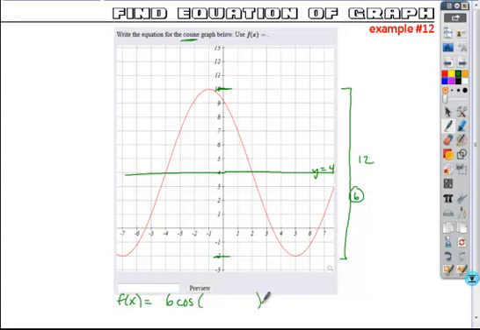My phase shift, everything that's happening horizontally, goes inside my function. And the midline is plus 4. That's my vertical shift. So this is what I have so far for my graph.